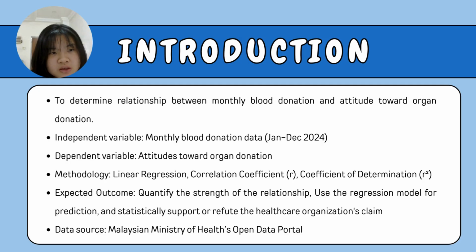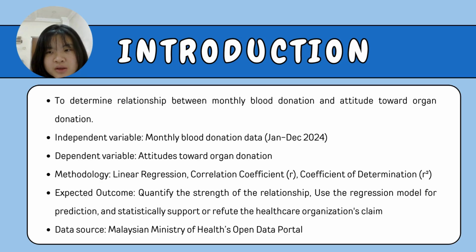The part I would like to share is the introduction. The objective for this project is to determine if there is a relationship between monthly blood donation and attitude toward organ donation. The independent variable is monthly blood donation data from January to December 2024. The dependent variable is attitude toward organ donation.